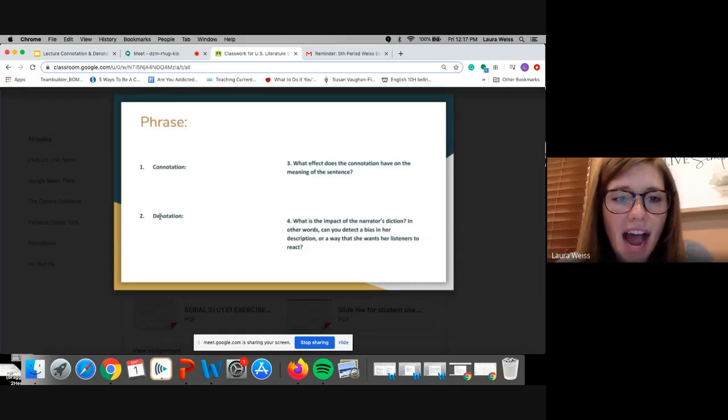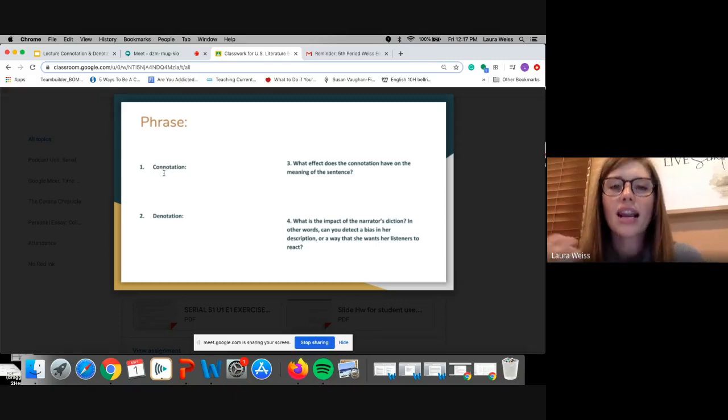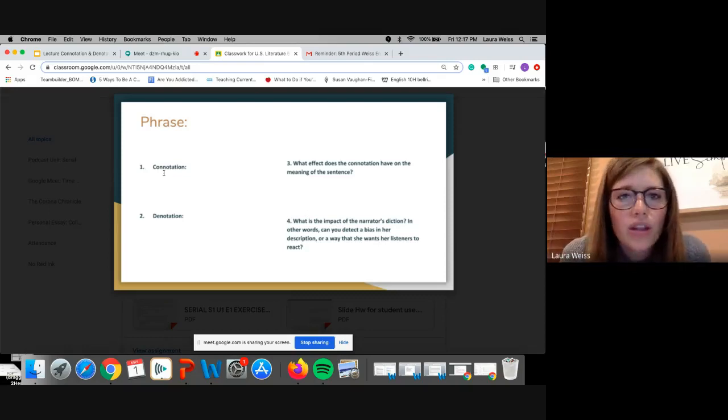Then you're going to define the denotation. So it's lying, or you could do committing perjury. You're going to write that word and define it. Then you're going to go up to connotation and write, what is the connotation of loosey-goosey? What's implied with loosey-goosey? What do you think about when you hear that, if someone's loosey-goosey with details? What's the effect of that? What's implied there? That's 1 and 2.